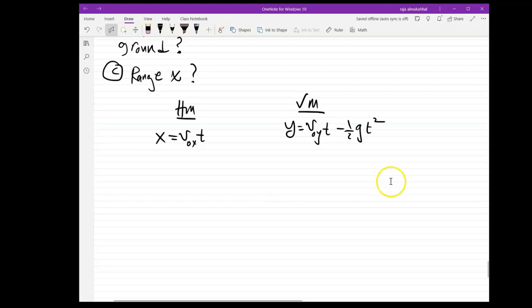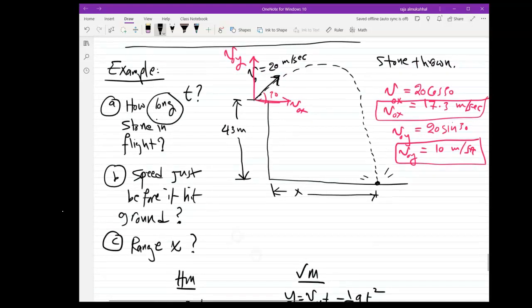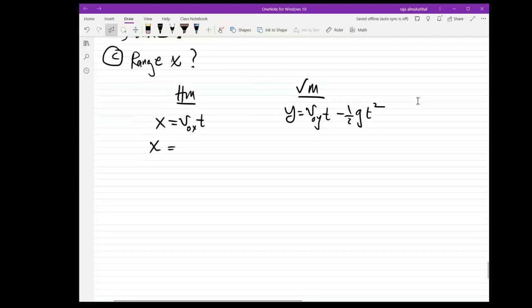So I have T's here and here, both. I don't know the range X, so I have X equals V naught X times T, and V naught X is 17.3 right there. So I have here 17.3 T. Let me box this equation because I have two unknowns, one equation, I can't solve it. So I'm just going to leave it the way it is.